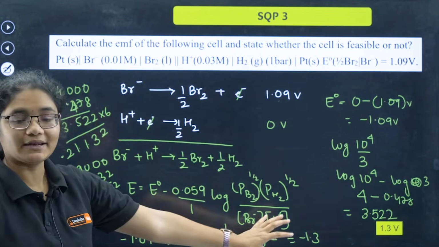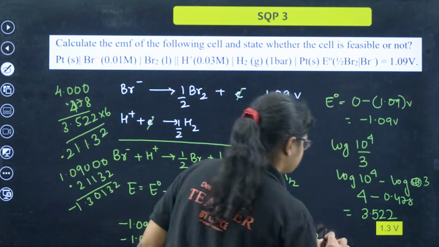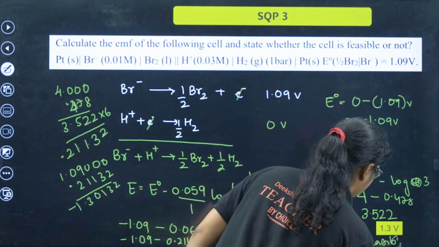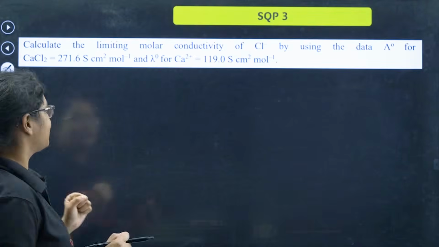If the value is coming negative here, then the cell will not be feasible. So what about the feasibility? Not feasible, right? Okay. Let us see the next question here.